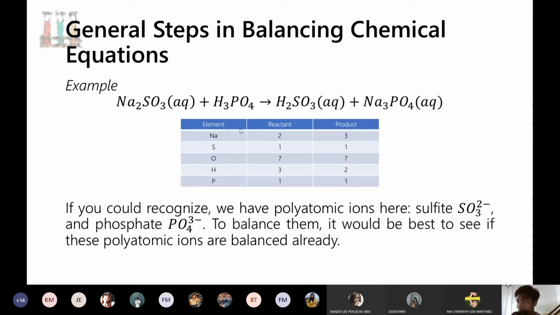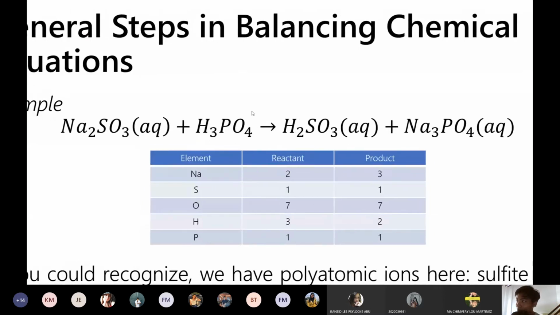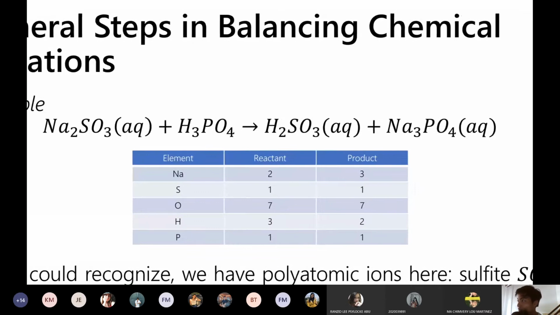Usually, pag nakikita to ng bata, natatakot sila. Usually, ganun na. Reaction nila, hala, ano ba yan? No? Pero ganito, easy lang to. Sabi ko kanina, di ba, you have to recognize polyatomic ions, no? So when you say recognize polyatomic ions, you check the formula, no? Ano yung similar sa reactant at sa product side? Saan sila magkapareha, no?